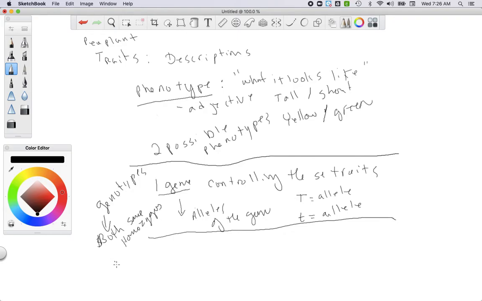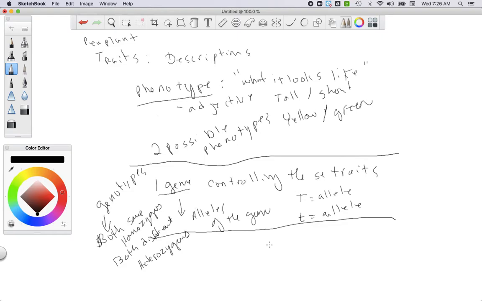Or you could inherit 2 different alleles. You could have got a capital T from mom, a lowercase t from dad pea plant, or a lowercase t from mom pea plant and a capital T from dad pea plant. And in that case, they were heterozygous.